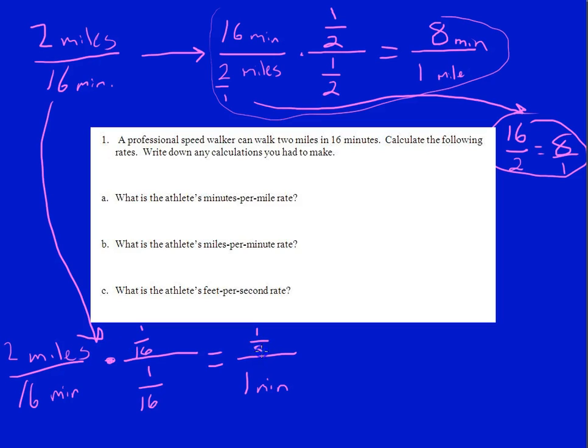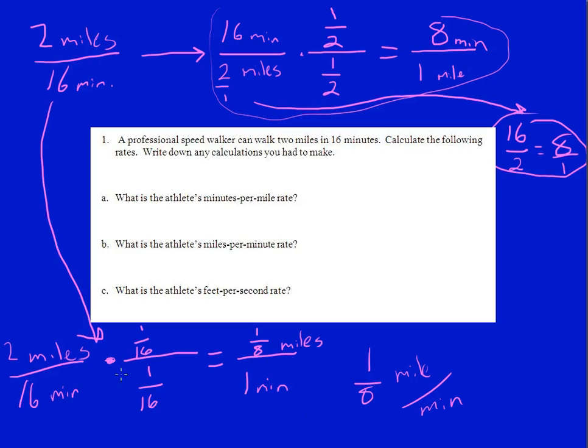I went ahead and did some simplification for you. It would equal 2 over 16, and then that simplifies down to 1/8. 1/8 miles, which is essentially saying you're going 1/8 of a mile per minute. And that's your answer right there.